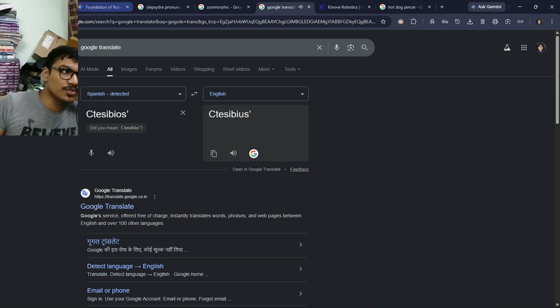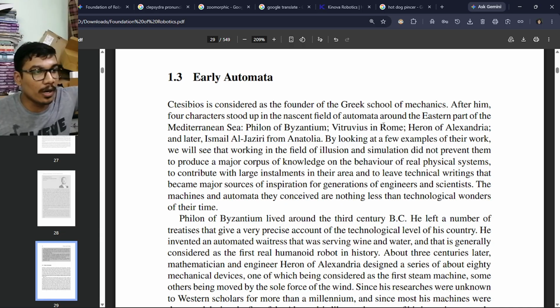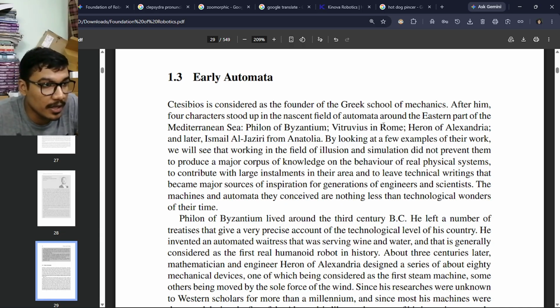Ctesibius, I don't know, is considered the founder of the Greek school of mechanics. After him, four characters stood up in the nascent field of the automata around the eastern part of the Mediterranean Sea.